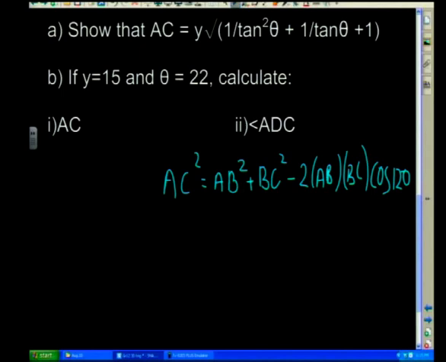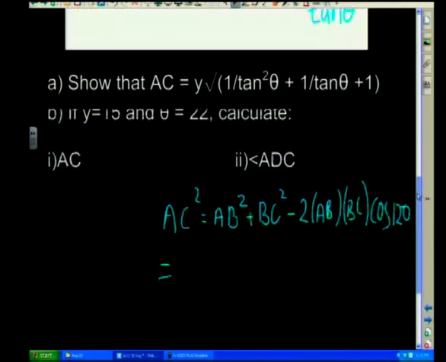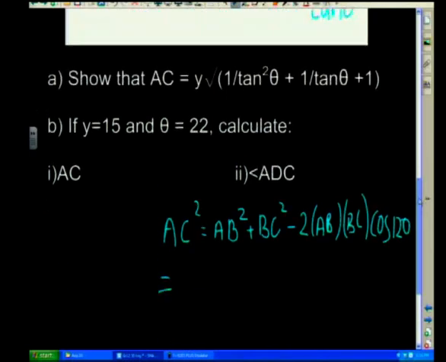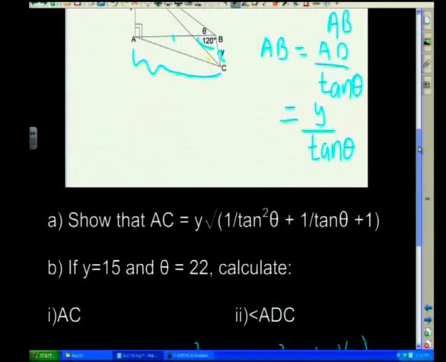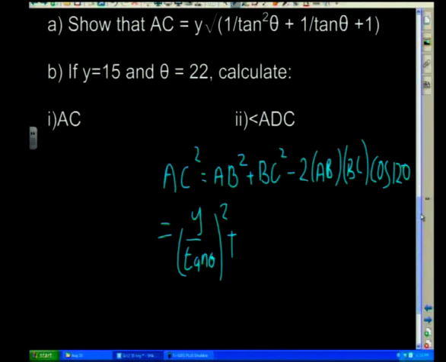All right. So AB, remember we've just worked out AB. We've got that AB is y over tan theta. So I'm going to put that in, and that's all squared. Plus BC, and if we go back to the diagram, you can see that they gave you that BC was y. So it's going to be plus y squared minus 2 times AB, which was y over tan theta, and then BC was y.